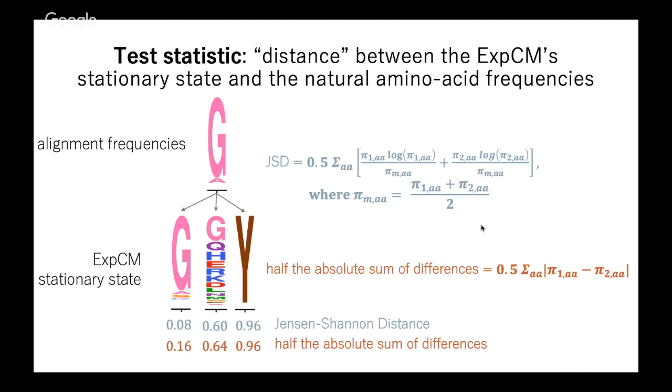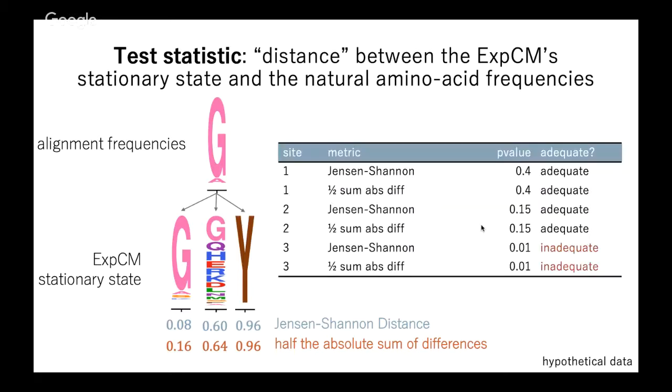But the important part is that the part of the model that we're trying to interrogate, the part of the model that we care about, is that site-specific stationary state defined by the deep mutational scanning preferences. And so we want to come up with distances and statistics that allow us to test that part of the model. And so, purely hypothetical data, we would hope to come up with something where for each site in the protein, each metric that we choose, we have some p-value and we can call whether or not we think the site is adequate or inadequate.